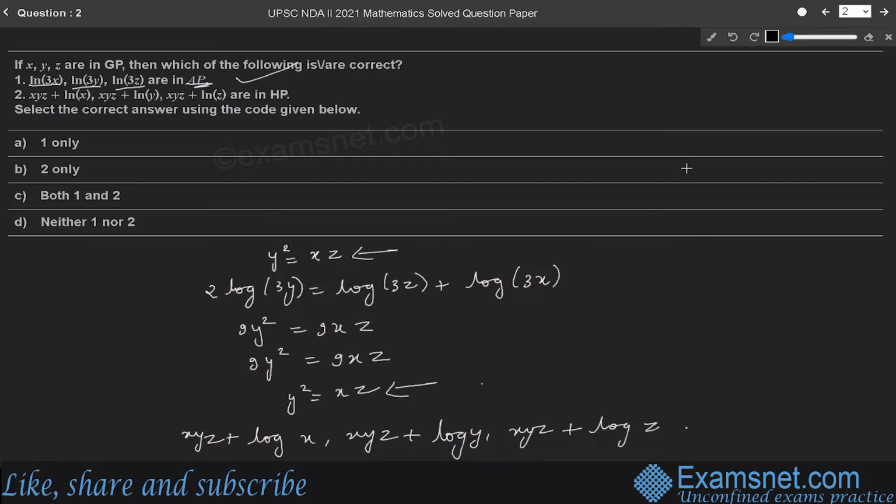It means that statement 2 is wrong, because statement 2 says that they are in HP, but actually they are in AP. So only the first option is correct for this question. Therefore, the correct answer for this question will be option number A, which is 1 only. See, here the basic concept was only this, that if any terms are in GP, then y square is equal to xz. If you know the concept, you can solve it very easily.